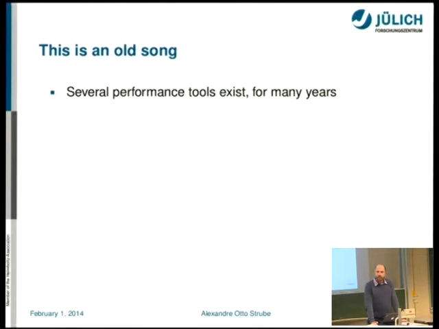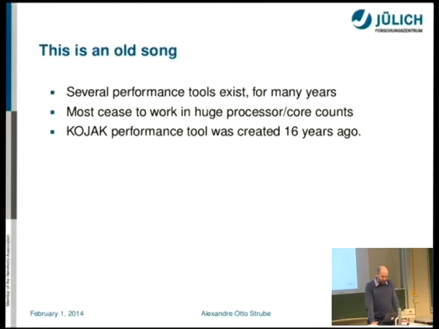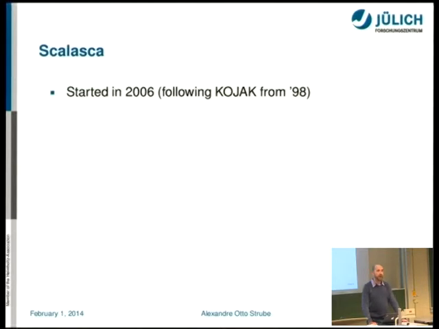Of course, performance analysis is not something new. There are several tools, but when you start to get to the scale that we are at today, petaflops and eventually exaflops in the next 5 years or so, most performance tools stop working. For example, Kojak is an old performance analysis tool. It's very old, it's not maintained anymore, about 16 years old.